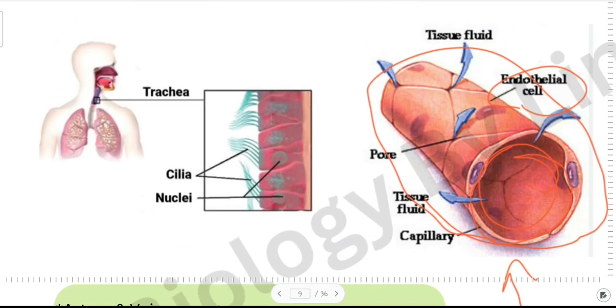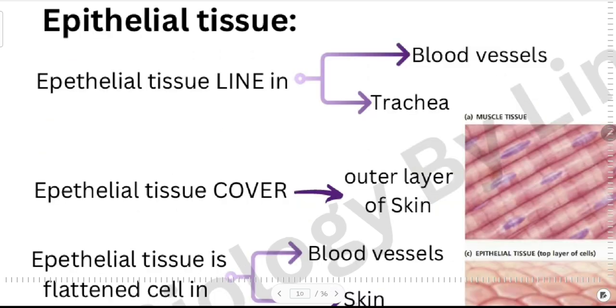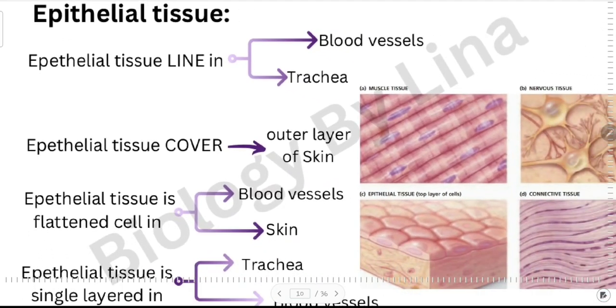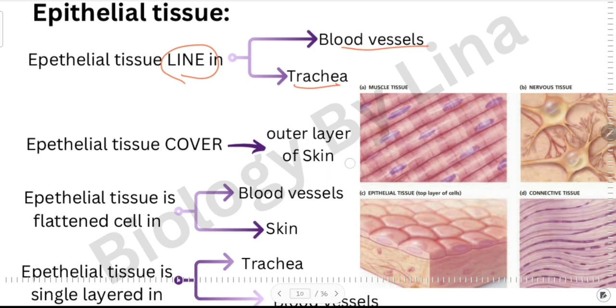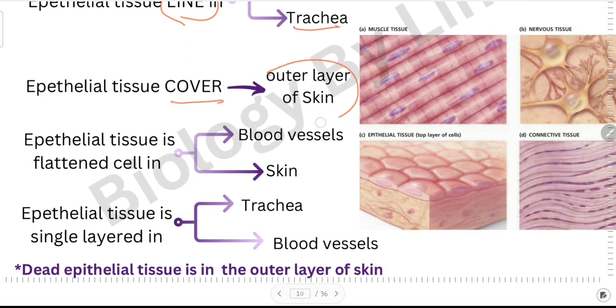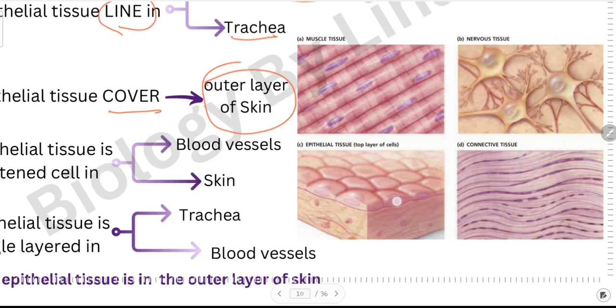And also, as we said before, in the trachea, we have these cilia-bearing and mucus-secreting cells. They both help in trapping the inhaled particles and sweep them away through the pharynx. So if we go to talk about them, we can say in general that epithelial tissue lines what? It can line the blood vessel and the trachea, and it covers what? It covers the outer layer of the skin. Please pay attention to the outer layer of the skin. This is the outer layer of the skin, which is a type of epithelial tissue.